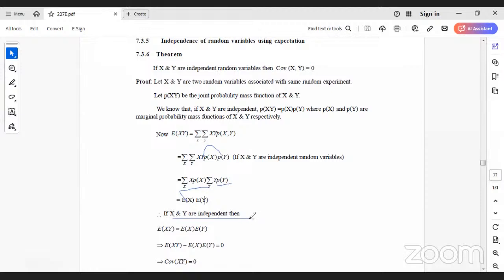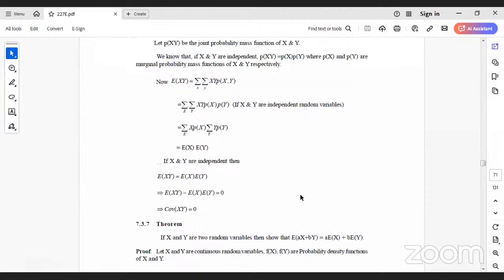Why? Because, as I already told you, the density 4xy e power minus x square splits into 2x into e power minus x square and 4y into e power minus y square. Multiplying gives 4xy e power minus x square, so X and Y are independent here. So E of XY is equal to E of X into E of Y. Therefore E of XY minus E of X E of Y is equal to 0, and the covariance of X and Y is equal to 0.